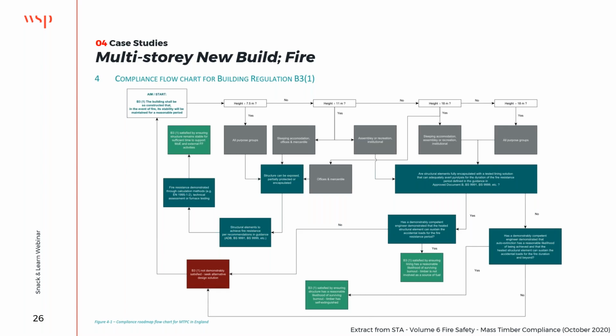As I said, it's 12 stories, so therefore it was above 18 meters. And what that meant is that we either need to encapsulate the elements, which we don't want to do because we want to be able to see the slab. So we either need to undertake an auto extinction calculation, which our fire engineers at WSP can do, or we needed to undertake a full-scale fire test.